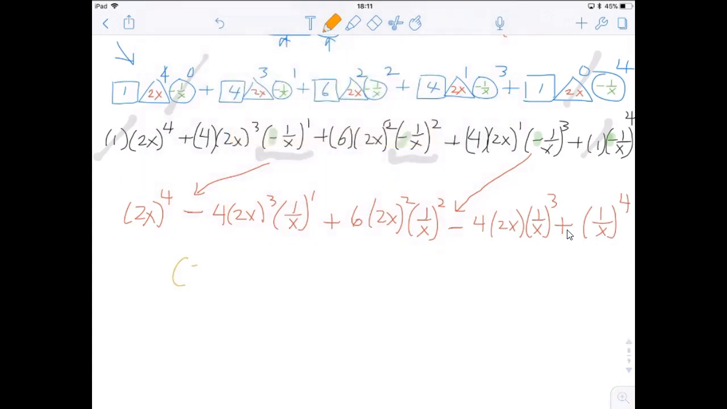Whenever you have an algebra expression and you have everything in the parentheses and it's to a power, you actually have to distribute that power to everything separately inside the parentheses. And that's true if two things are multiplied together. It's also true if things are divided. So if I have this, it would actually be 2 to the fourth times x to the fourth. So it would actually be 16x to the fourth.